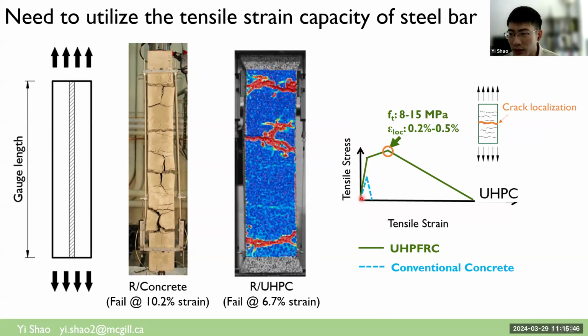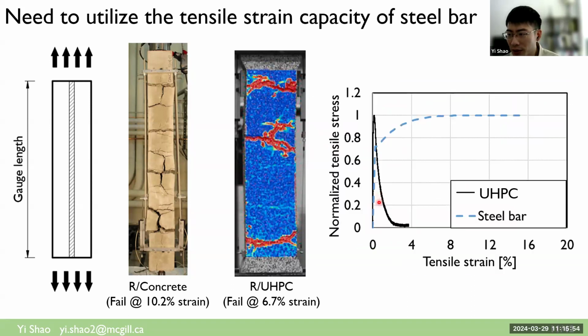Before, we talked about how UHPC shows higher tensile strength capacity than conventional concrete. But if we are comparing the tensile strength capacity of UHPC in this black line compared to steel rebar, we normalize the tensile stress to have a more clear comparison of the tensile strength capacity. The tensile strength capacity of UHPC is still much lower than the tensile strength capacity of steel rebar.